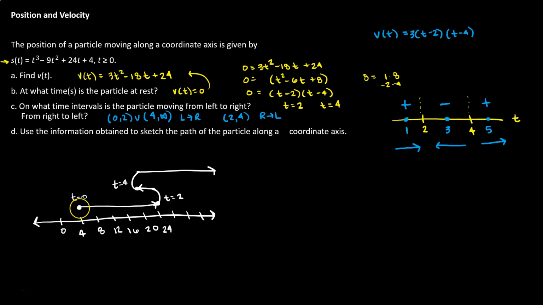So again, t equals 0. We plug that into our function and we get s equals 4. And then we know that we're moving forward because we have a positive velocity until t equals 2, at which point we turn around and we move backwards until t equals 4. Then we turn around again and continue on forwards.